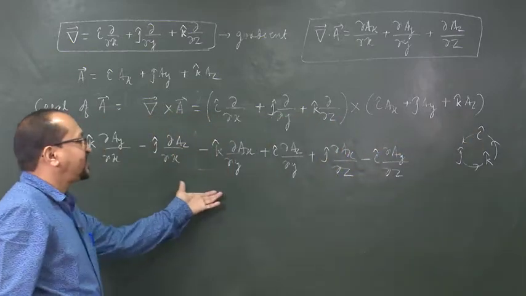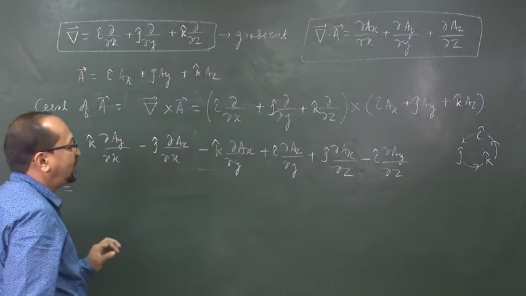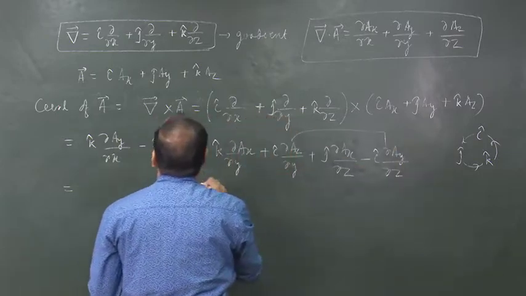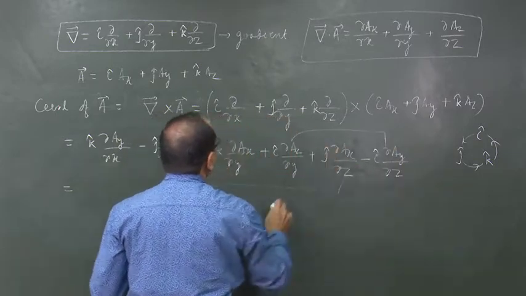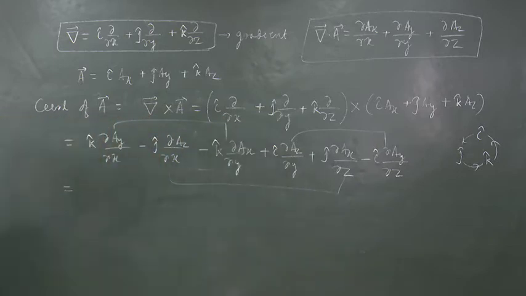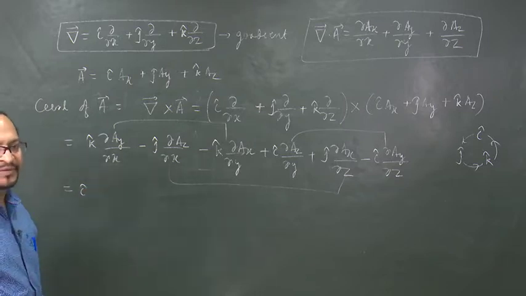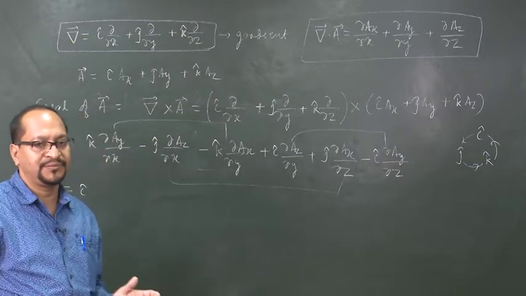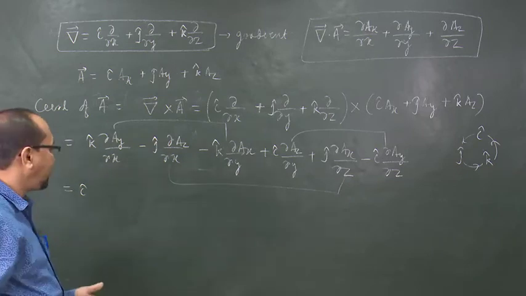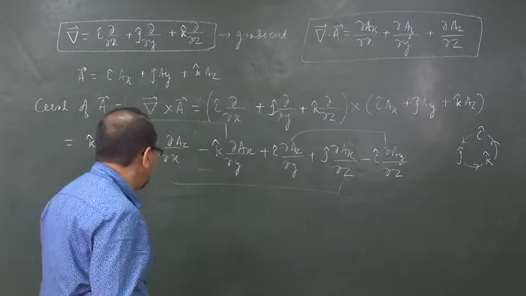So, we have got 6 terms, which is equal to, now we pair the i cap terms, then the j cap terms, and of course, k cap terms. There are 6 terms. So, we have to write it in the vector form, having 3 components: i cap into something plus j cap into something plus k cap into something, which are the x component, y component and z component of curl A, which is a vector.